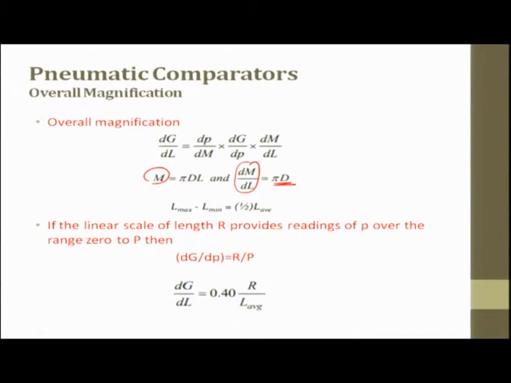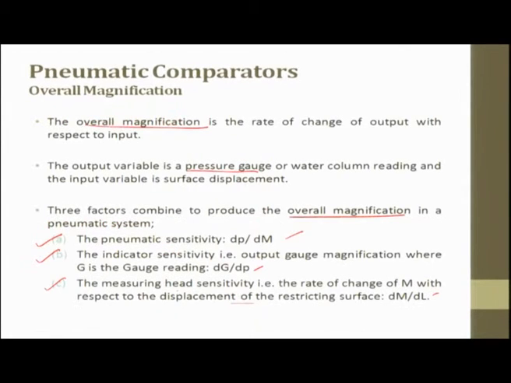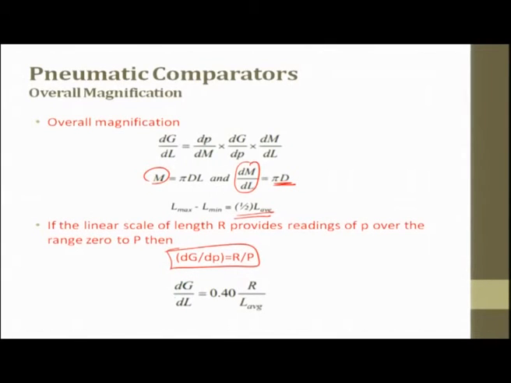So, L max minus L min is equal to half. So, in the linear scale of length R, which provides a reading of P over the range of 0 to P, then dP by dG is nothing but R by P, and this is dG by dl, which is the gauge. We have combined and we have got dG by dl is 0.4 times R by L average.